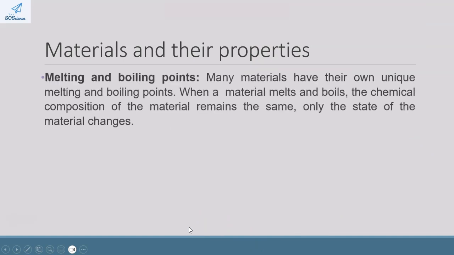Now, different materials have different melting and boiling points, right? So each material has its own unique melting and boiling points. Now, what we need to know is when a material melts or boils, the chemical composition of the material remains the same. So it doesn't change chemically. It is only the state of the material that changes, and a change of state involves the distance between the particles and the forces of attraction between the particles, but we're going to discuss that a little bit later in the section.